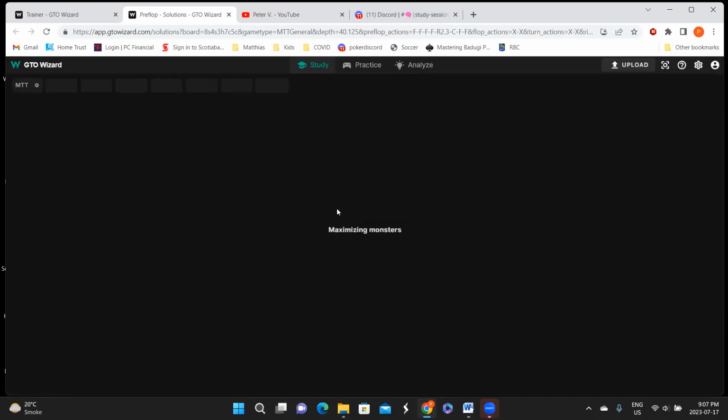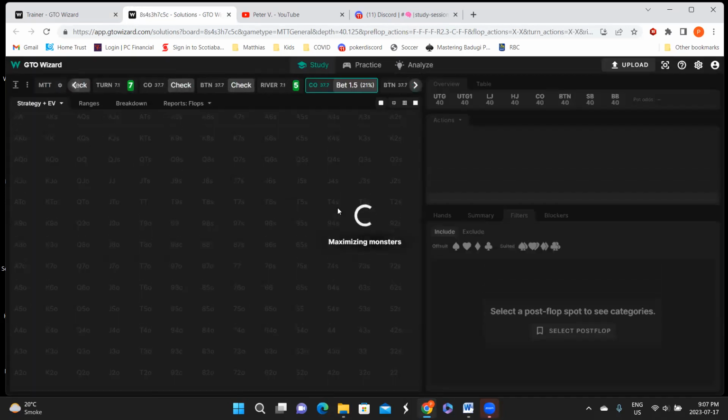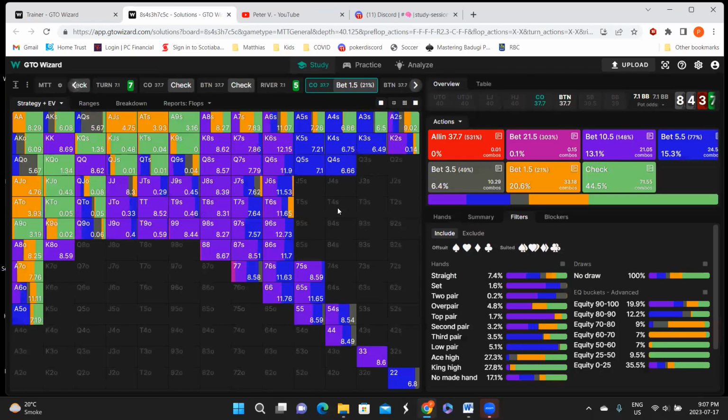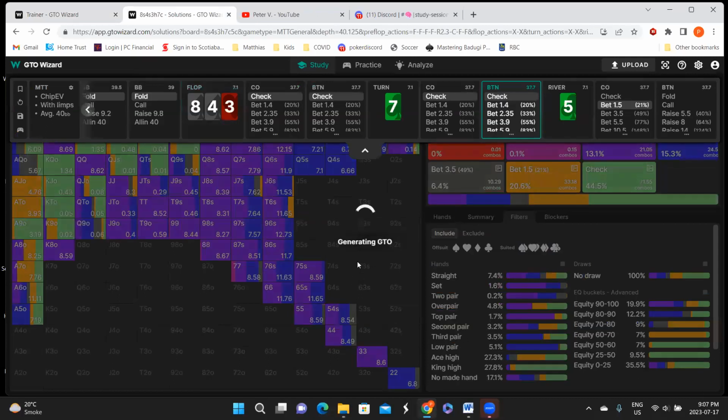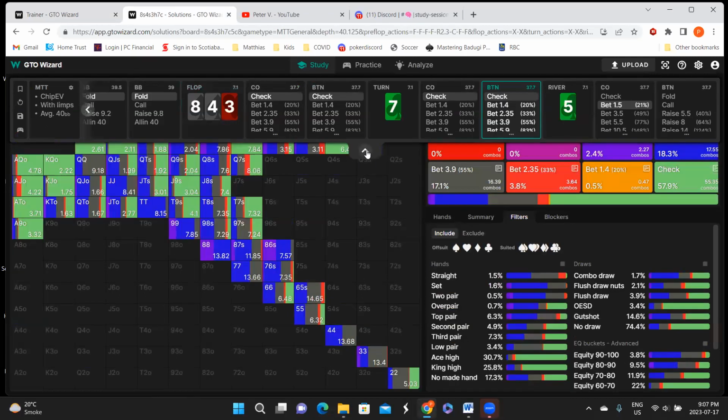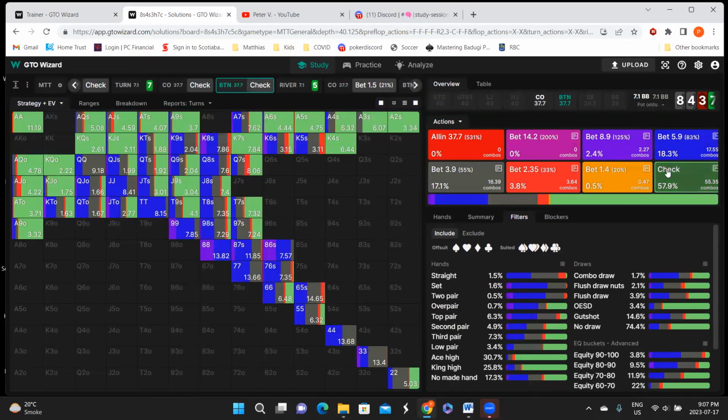Go back and we can take a look at that spot. Can we quickly look at the turn strategy? Turn strategy. So when it is checked to us, we're still checking 60% of the time.